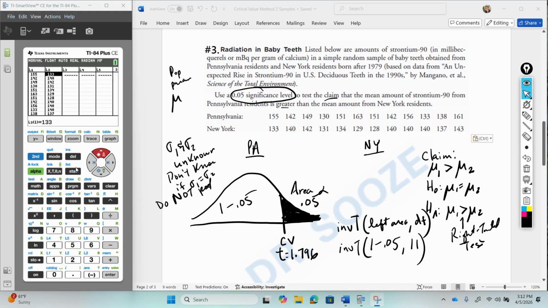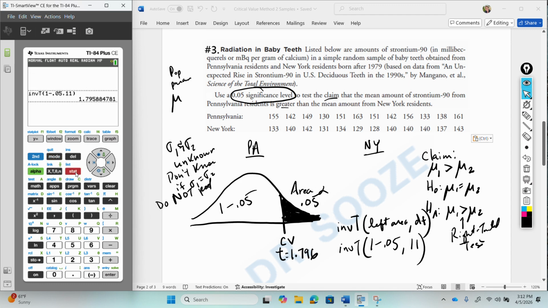So now I'm going to press stat. Actually, no, I should have gotten out of that window. Now I'm going to press stat. I'm going to scroll over to calc. Then tests, and I want 2 sample t-test because my critical value and my test statistic are t-scores. And I have the raw data, and list 1 is my Pennsylvania data. List 2 is my New York data, and the default, you have 1s there for frequencies.